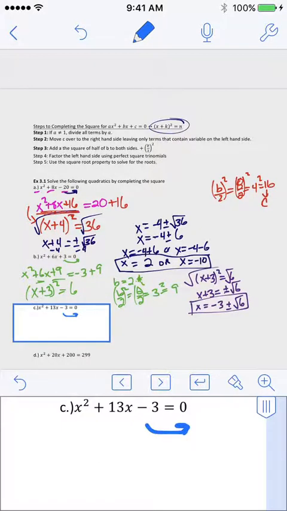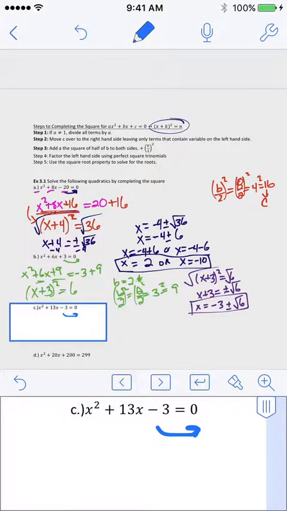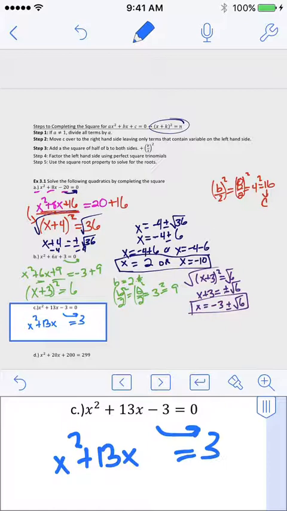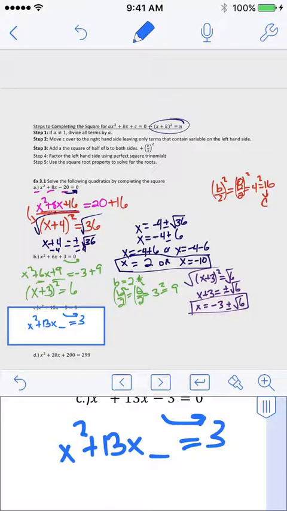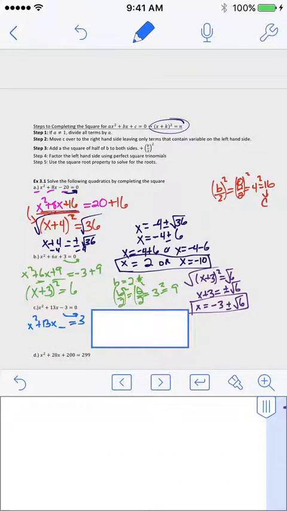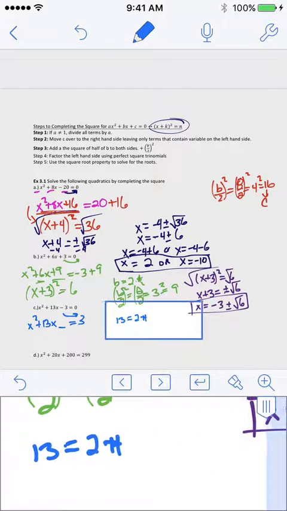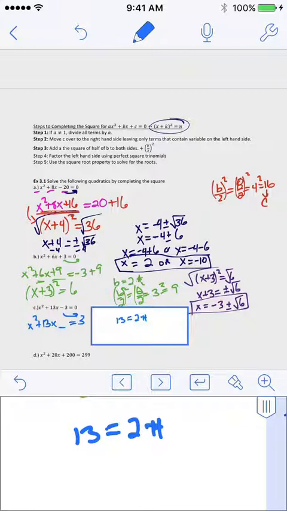So again, I'm going to throw this guy out. So I've got x squared plus 13x plus a space equals 3. Now I need to figure out what to put there. This 13 is supposed to be 2 times the number I want, right? 2 times the number it'll factor to. And so the number that I need is 13 over 2.